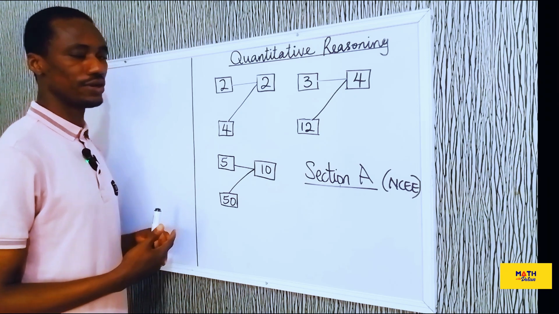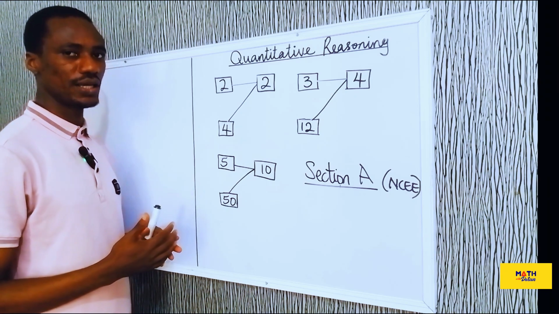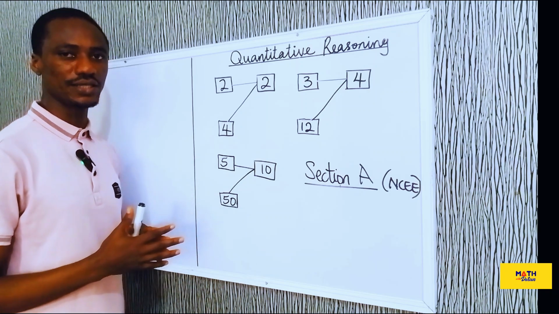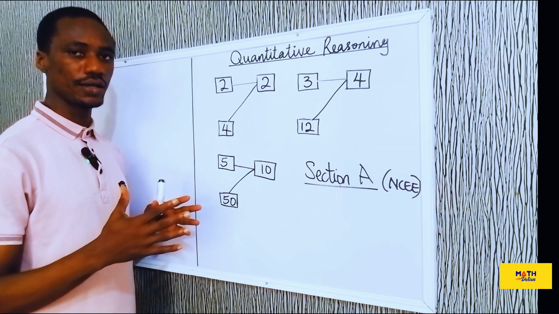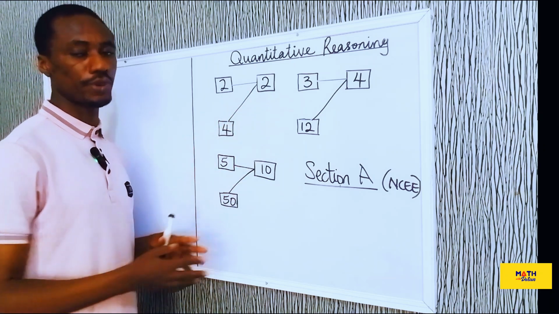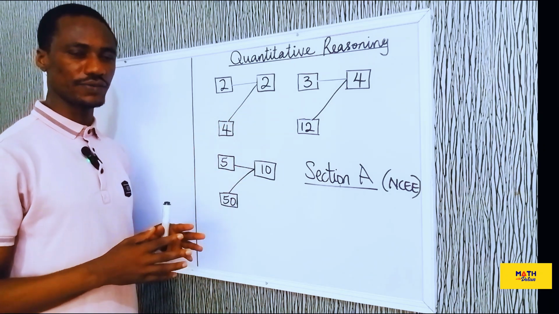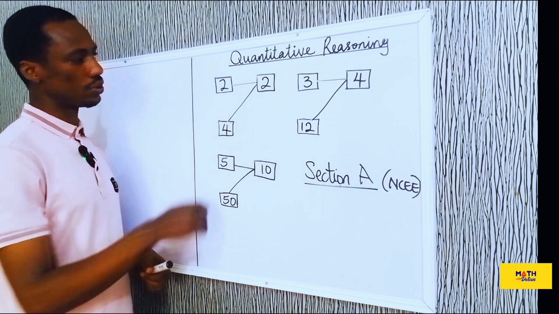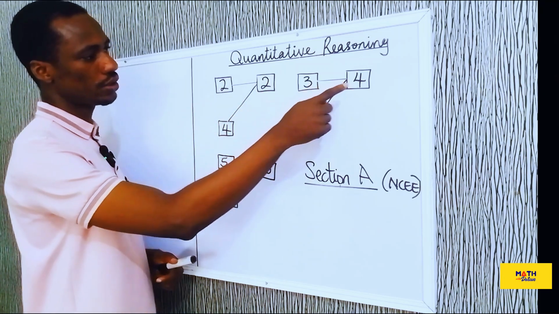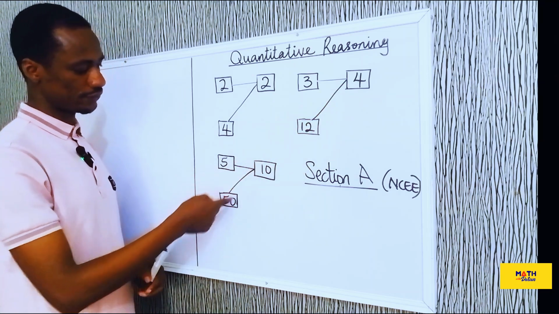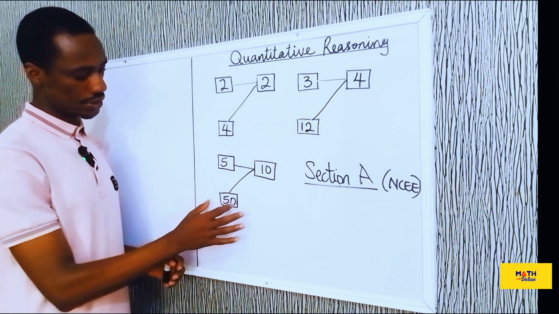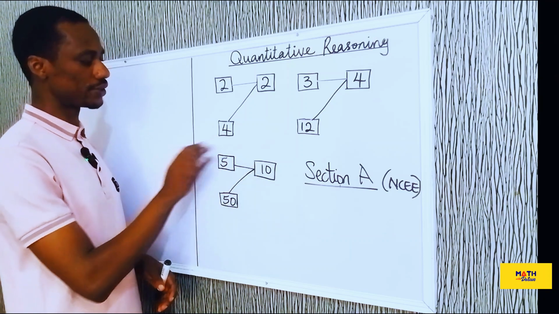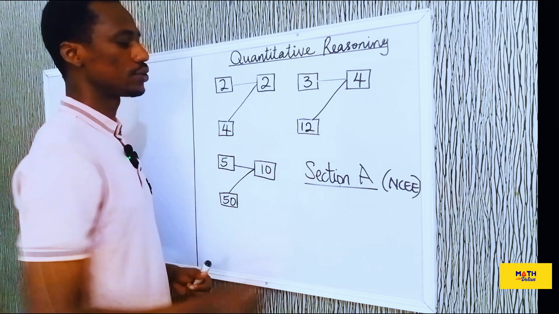You look at the components of each of the patterns and then see the relationship between those components. Look at it and see if there is a bigger pot across the pattern, and then check if there's something you can do with the smaller ones. So we look at this. We have 2, 2, 4, 3, 4, 12, 5, 10, 50. It seems the last pot is bigger. So we have 50 here, which is bigger than 5 and 10, 4, and then 12.